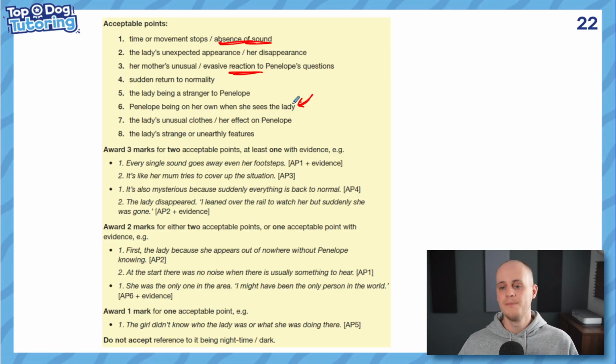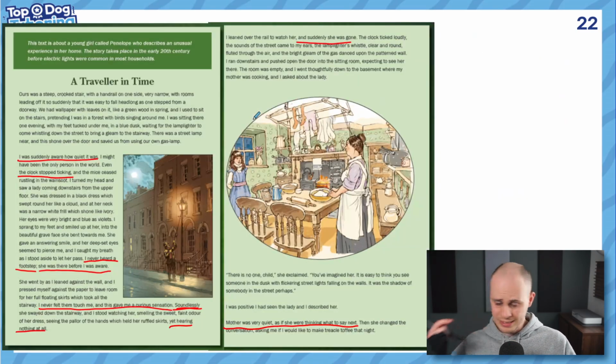Don't leave these questions blank. The fact that she's wearing very unusual clothes and has an unusual effect on Penelope, like she makes her feel like a curious sensation, I think it said, when she brushes past her, would be the evidence for that. And the last one is the lady's strange or unearthly features, the kind of sense that we get that she's maybe a bit of a ghost or something like that. Really forgiving, even though it's a very hard question because it does require your understanding of the whole text. There's always lots and lots and lots of ways you can get those 3 marks. They're never mean enough to only give you 2 acceptable points with evidence, and you have to find those very specific things. There's always more to it.